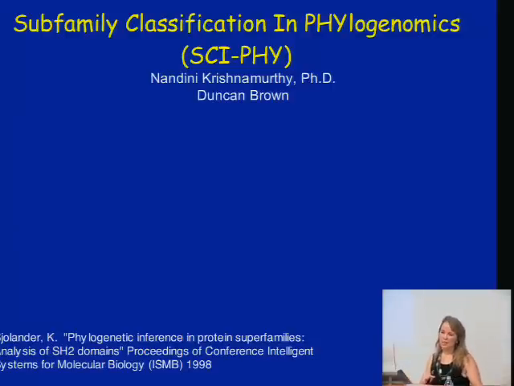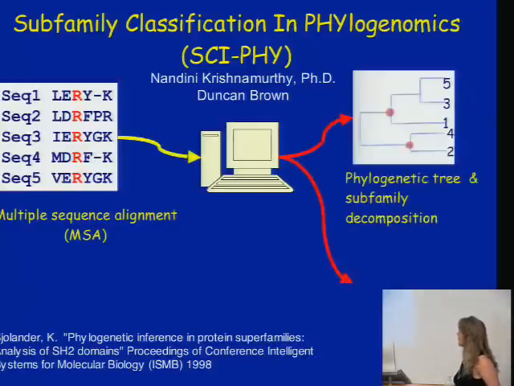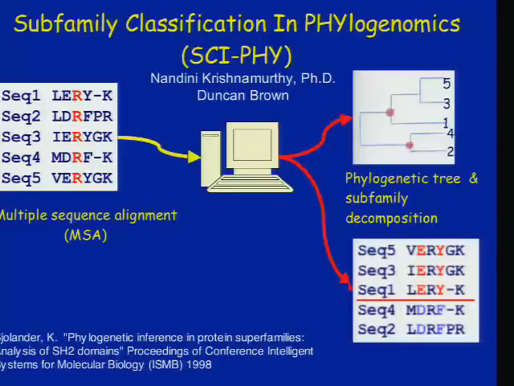And I'm going to give you a quick look at three different algorithms. The first one is SciFi, Subfamily Classification Phylogenomics. The input to the algorithm is a multiple sequence alignment. The output is a phylogenetic tree and a cut of the tree into subtrees to identify subfamilies. Once you have that cut, you can then identify positions that might be important for the specificity of the different subtypes. So for instance, this position, an E in the first subfamily changing to a D in the second, could be contributing to the functional specificity of this subtype.